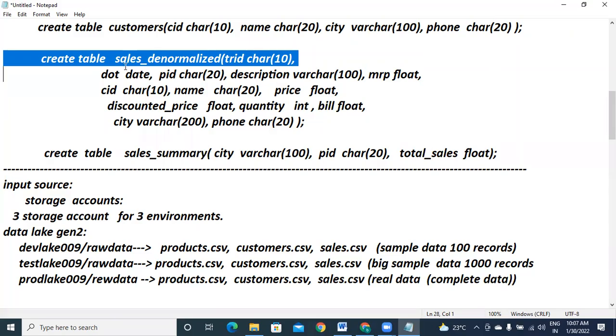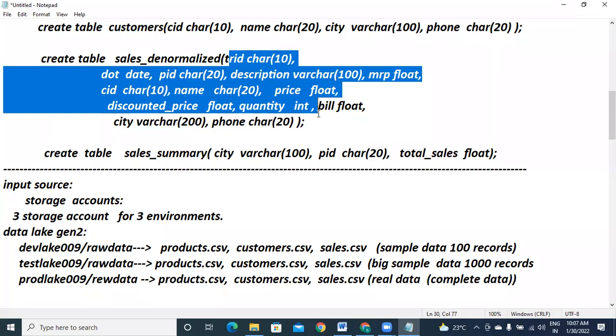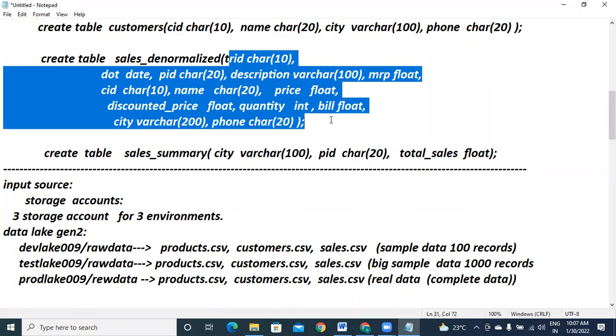No column value should be missed. Understand, in the input only, price is there. Price is in the sales table, but MRP is in the products table. City is available in the customers table. Bill is not available. Discounted price is not available in the input files. You have to generate those fields before loading into the sales denormalized table. With the same order, I want to load the data. So a lot of data flow transformations you have to use. Got it?